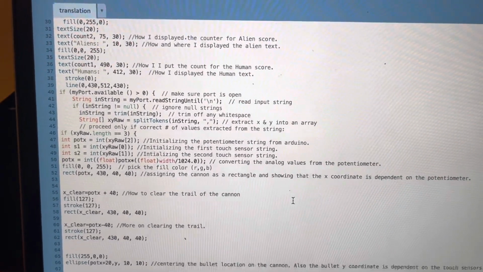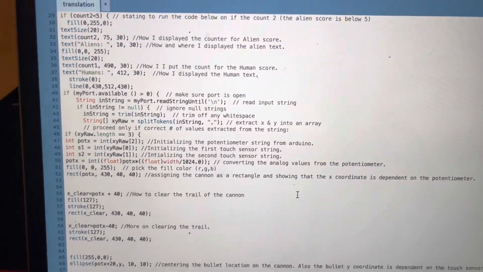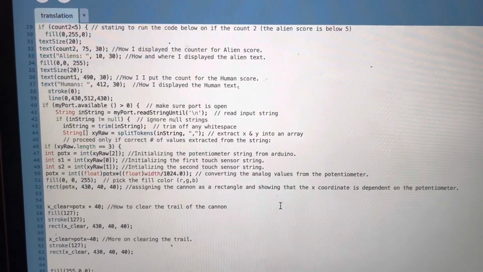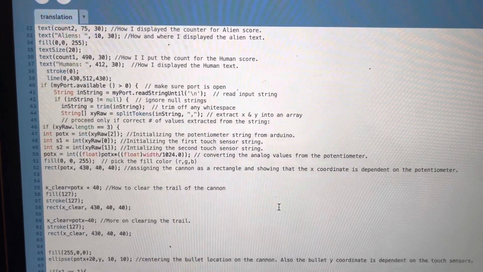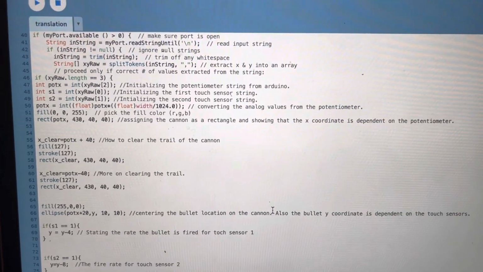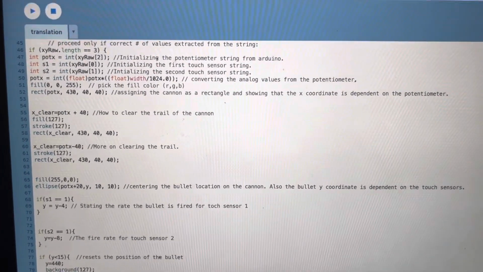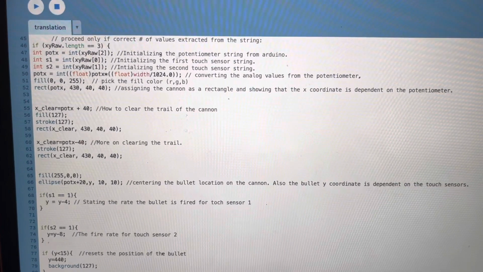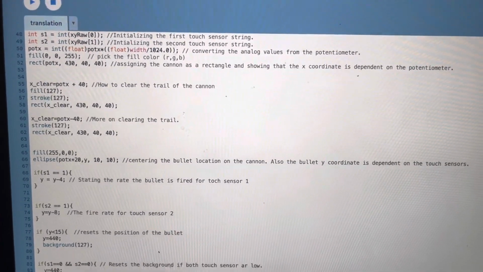So this is pretty basic stuff in terms of the code. I have my aliens counter, my humans counter, and then I read in the string, and state that if the string is equal to 3, continue with my initialization.